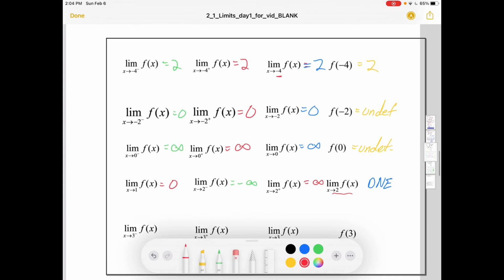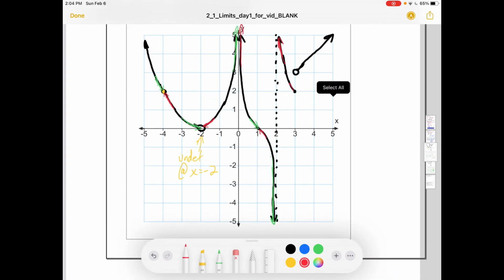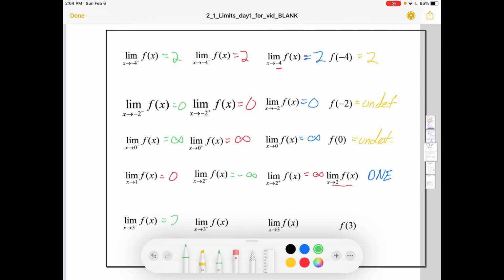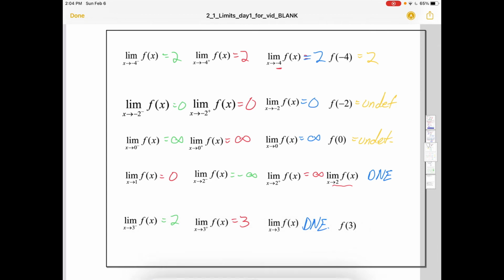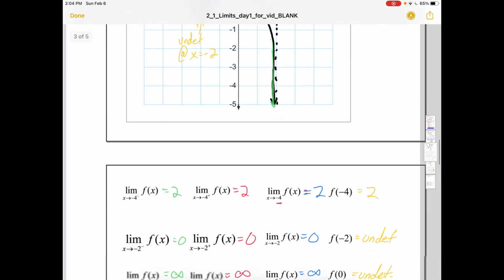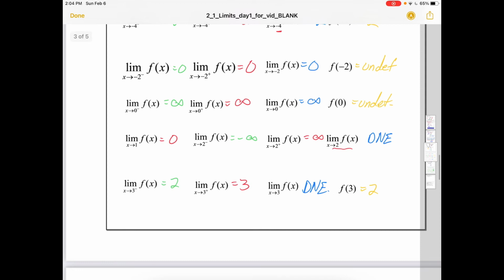As we go to 3 from the left, let's check this out. 3 from the left. Oh, I'd always been using green from the left, so it's going towards a y value of 2. I bet it's going to ask us 3 from the right, so let's find that there. It's going towards 3. Oh, geez, those are not the same. So the limit from the left is 2. The limit from the right is 3. The overall limit, therefore, does not exist because they're not the same from the left and right, and also because they just don't close in on each other. And the actual point, let's check it out on the graph. Where's the closed dot? It's right here. Okay, so the actual y value is 2.